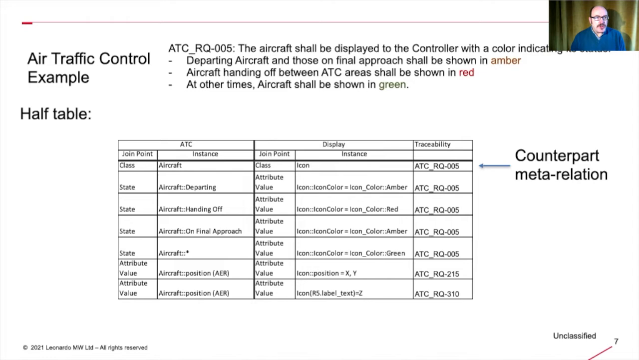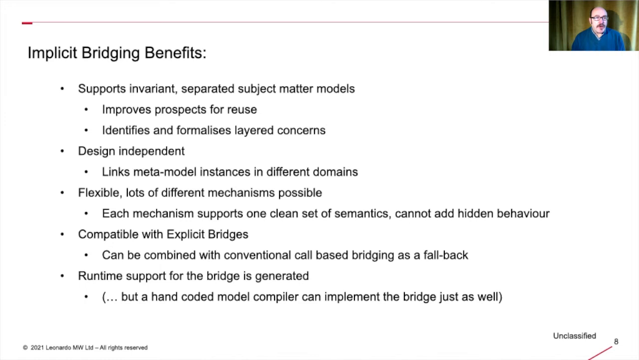So just take a pause to remind ourselves of the advantages of implicit bridging. It supports invariant models which have improved longevity and have reusability, because we're not coupling that domain to any one particular way of using it. We're focusing on reusing the analysis of the subject matter, not the design aspect of how you get it to do something. And all of that coupling is focused in on the bridge and captured in the half tables. So it helps to identify and formalize the layered concerns.